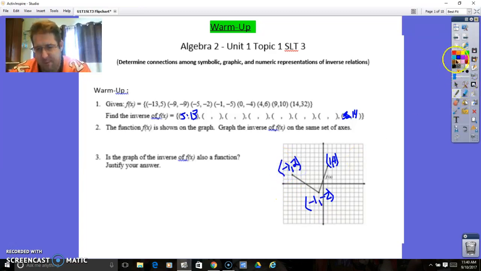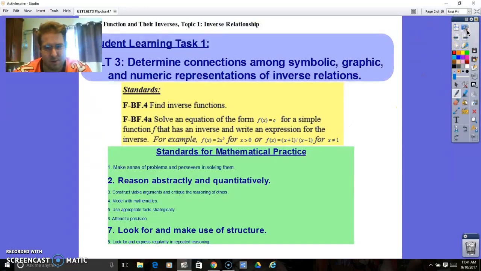Okay, so now we're going to graph the inverse. I'll change colors. So that's going to be 4, 1, then negative 2, negative 1, and 2, negative 7. All right, and there we go. There's the inverse relation. Is the graph of the inverse of f of x also a function? No, it is not. Because if you put the vertical line right here, you can see that it hits the graph twice and is not a function.